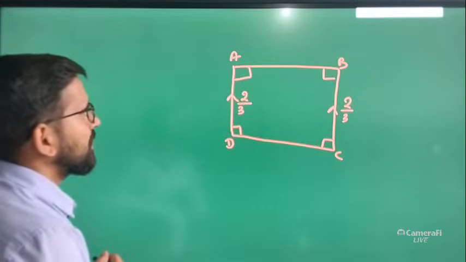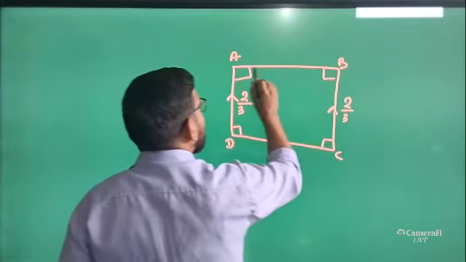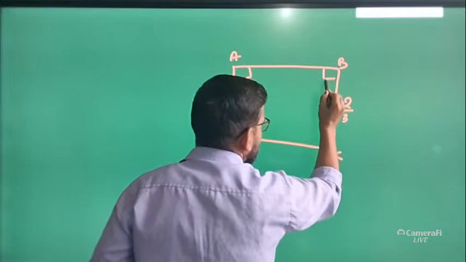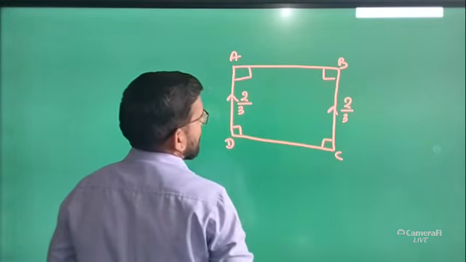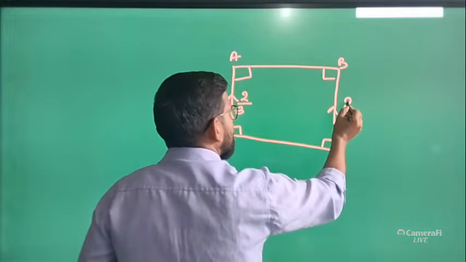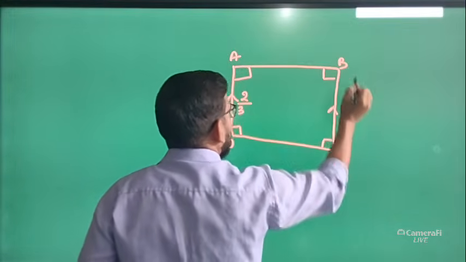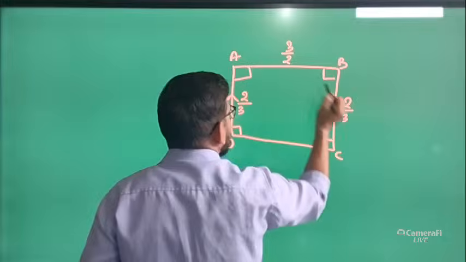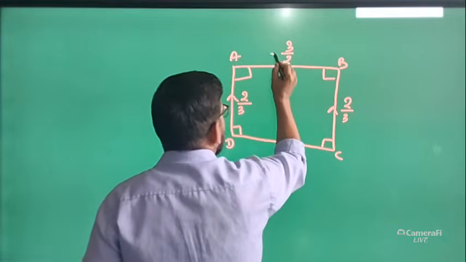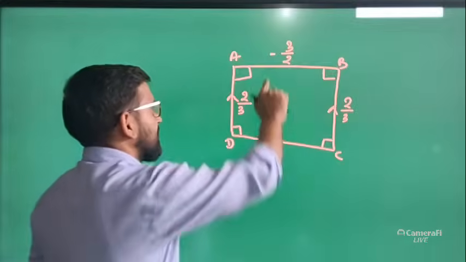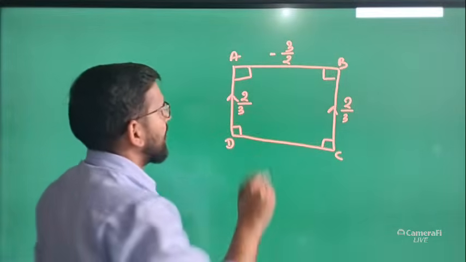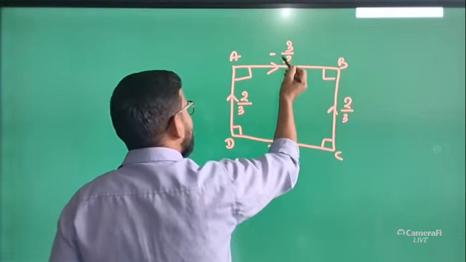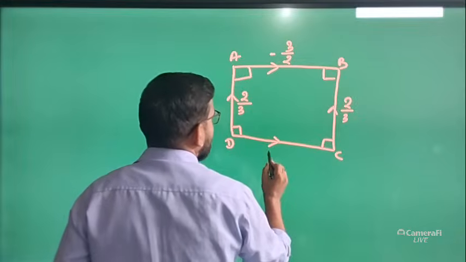Tell me. Now we know that AB is perpendicular to BC, because they are intersecting each other at 90 degrees at the point B. So as taught in class, if the slope is 2/3, for a perpendicular line just take the reciprocal: 2/3 becomes 3/2, and change the sign. If this is plus, this will be minus. Had this been minus, this would have been plus. Simple. And tell me, AD is parallel to CD. So if the slope of AD is minus 3/2, the slope of CD will also be minus 3/2.